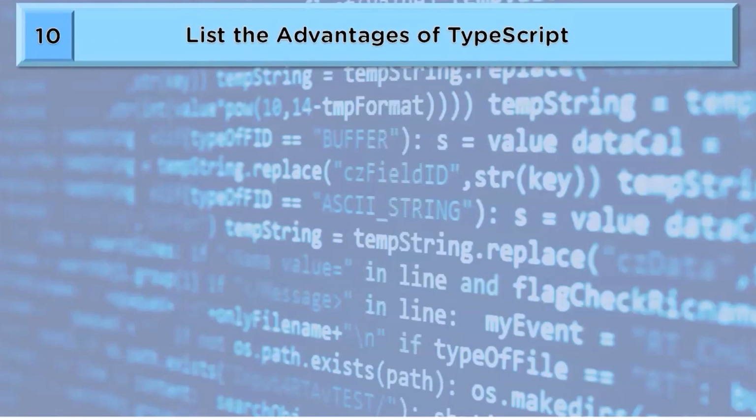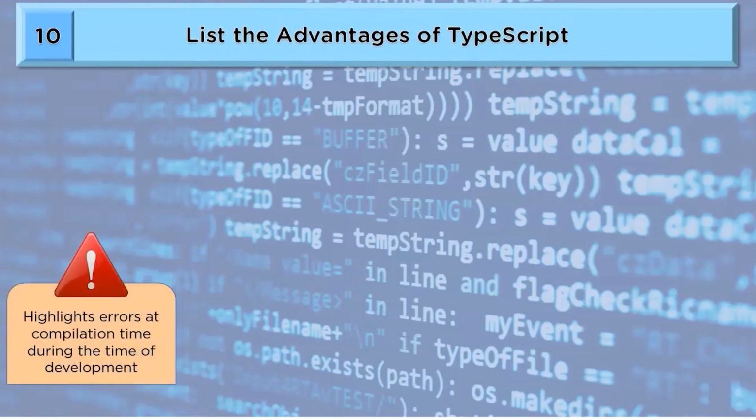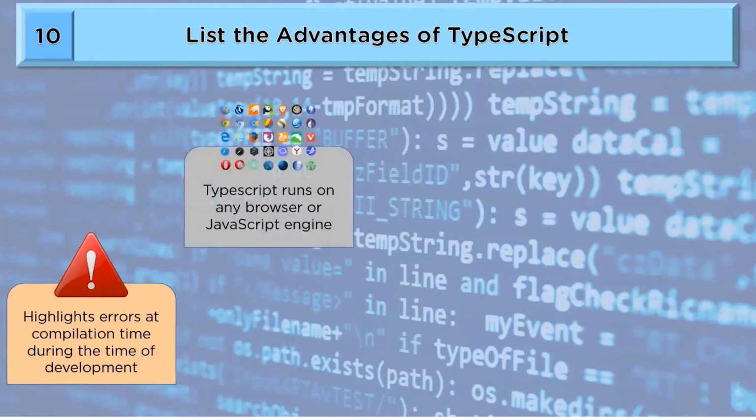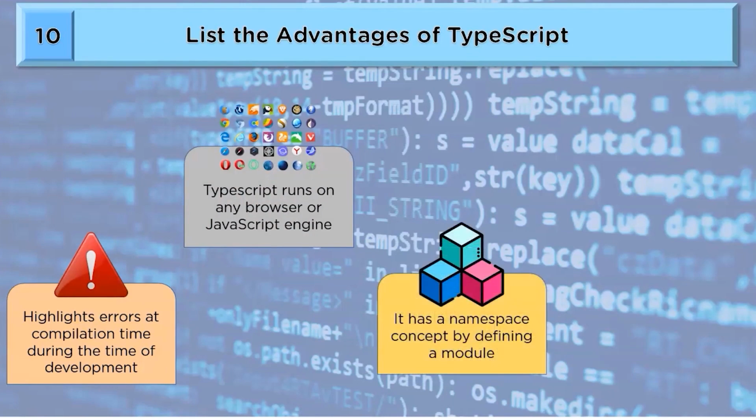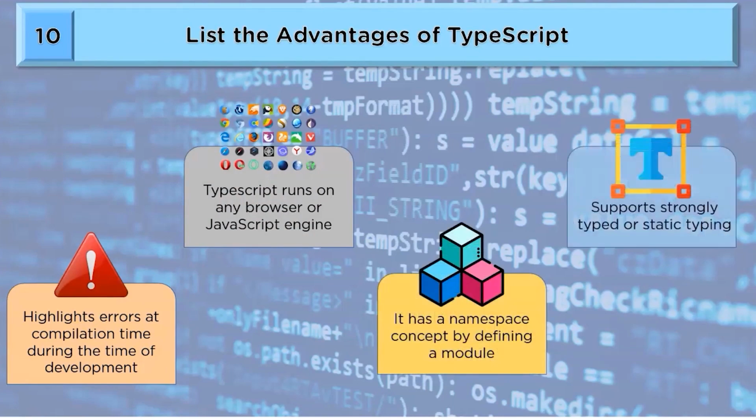List the advantages of TypeScript. TypeScript highlights errors at compilation time, during the time of development. Any browser or JavaScript engine can run TypeScript. It has a namespace concept by defining a module. TypeScript supports strongly typed or static typing. TypeScript has the advantage of being tightly typed, allowing static typing. It may confirm type correctness at compile time because of static typing.